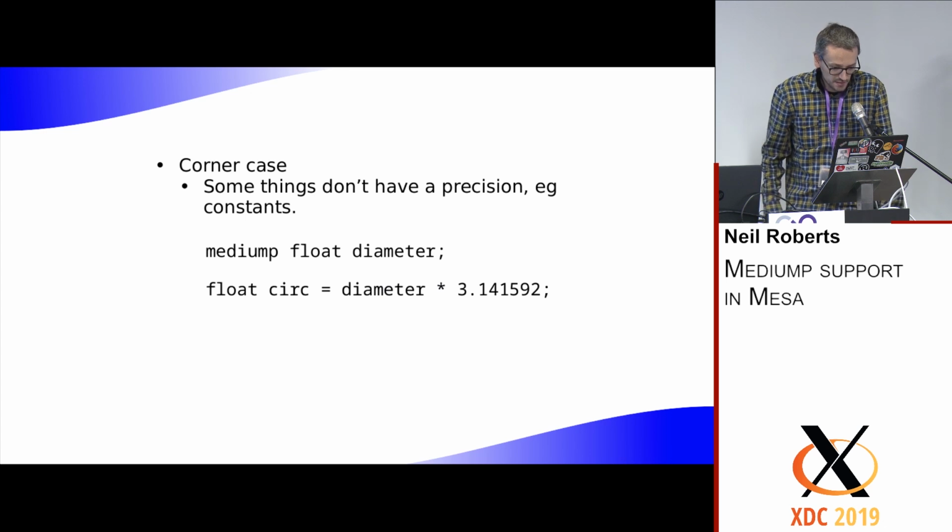So there are some corner cases, because not everything has a precision. For example, literal float constants, they're not declared with a precision.